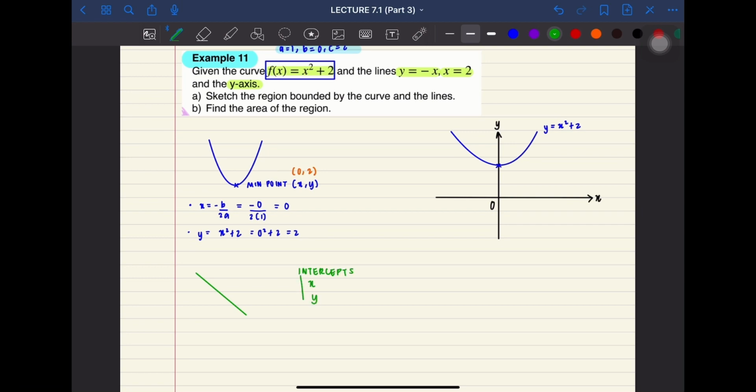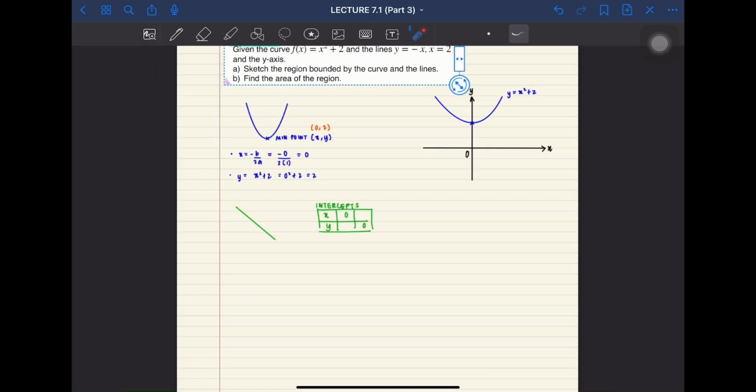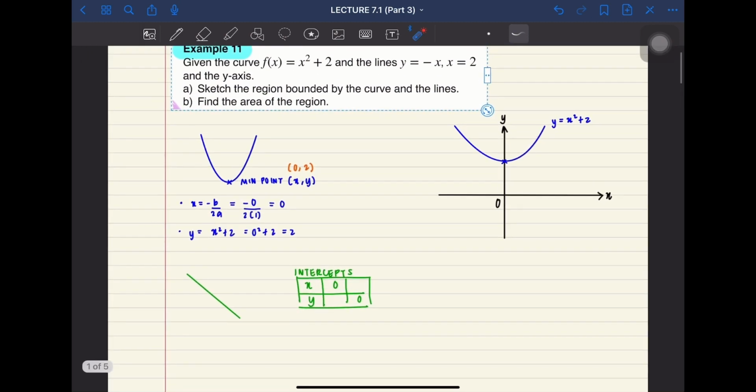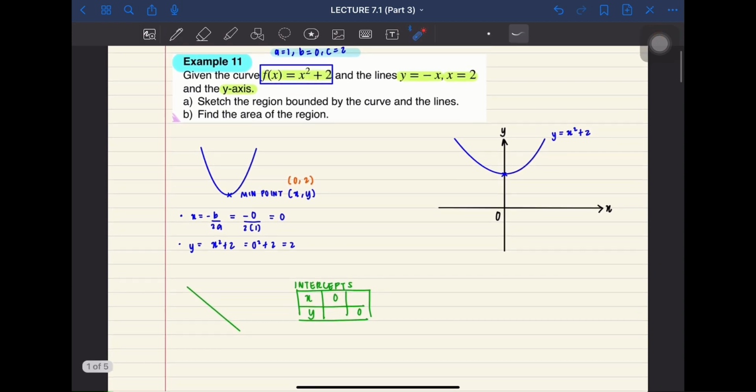So x, y. So kita akan cari intercept bila x kosong and y kosong. Okay, so first bila x 0 dulu. So bila x 0, here 0. So this is the function. So bila x kita 0, y kita pun 0. Okay, so dapat 0 juga.